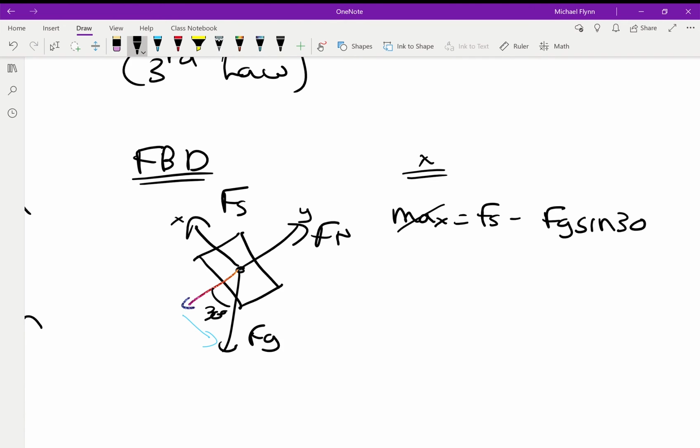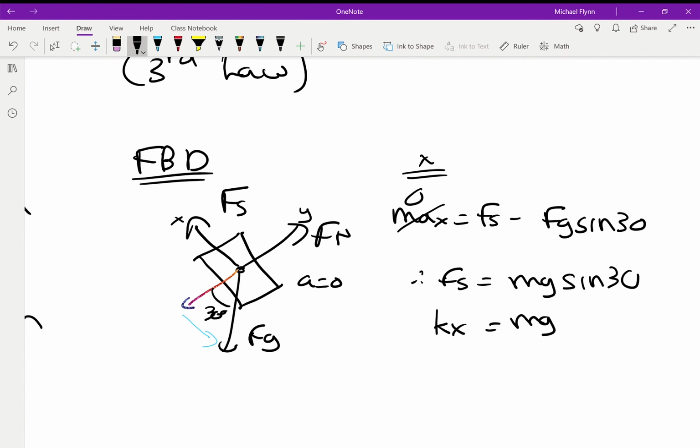Now let's go ahead. This one is 0 because there's no acceleration, so a equals 0, right, in this problem. And therefore, the force on the spring is equal to mg sine 30. Now here's where Hooke's law comes in. We're going to replace force on the spring with kx. So no problem at all. Now solve it for x. Okay, so 17.7x is equal to 0.1 times 9.8 times sine of 30.